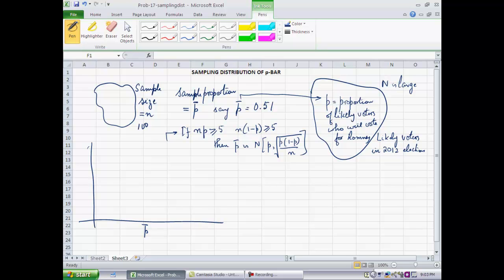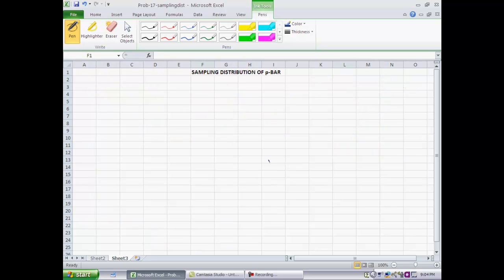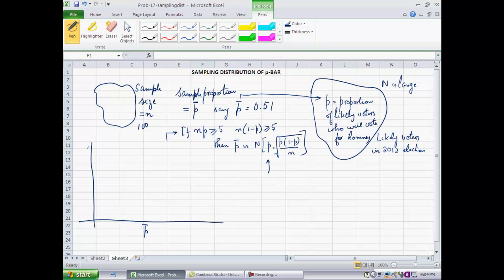If small n times p is greater than or equal to 5, where small n is the sample size and p is the population proportion that I don't know, and n times 1 minus p is greater than or equal to 5, then the sample proportion is normally distributed with the following parameters. The mean is p, and the standard deviation is the square root of p times 1 minus p divided by n.